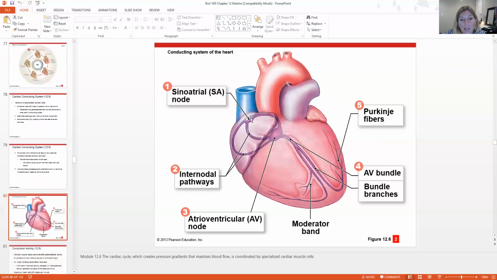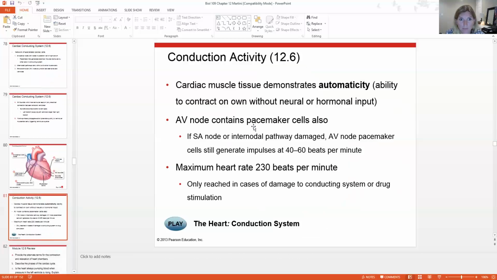SA node, internodal pathways taking that charge to the AV node, traveling down the AV bundle to the bundle branches to the Purkinje fibers where ventricular systole can be initiated. So it is all initiated from the SA node, from that sinoatrial node.